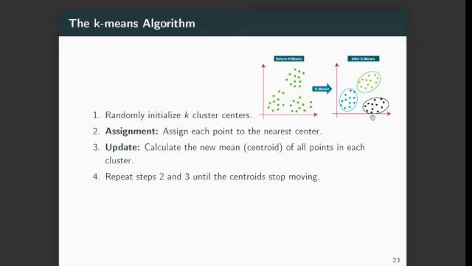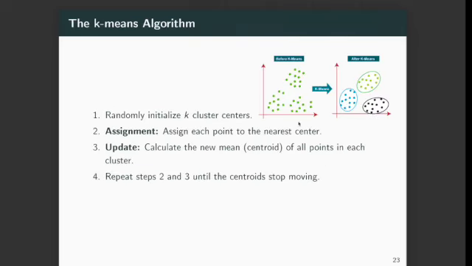So the k-means algorithm follows the 4 steps explained here. The first is we randomly initialize k cluster centers. For example, imagine the graph on the left. Let's say we introduce k equal to 3. We can choose any 3 points, 1, 2, 3 here, or 1 here, 2 here, and 3 here. So we choose 3 cluster centers.